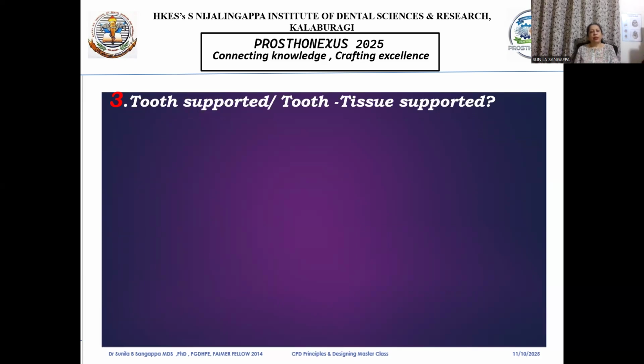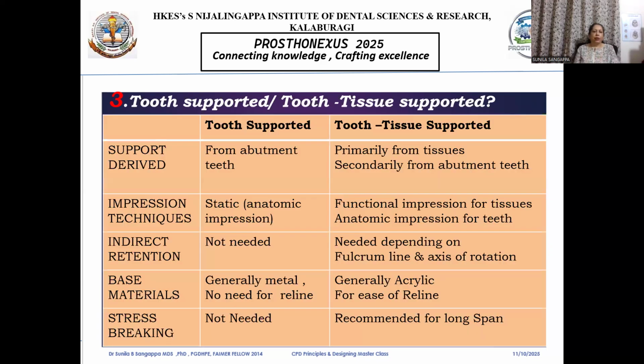Is the situation that we are treating, or intending to design for, tooth supported or tooth-tissue supported? To understand this, we need to have some key points of comparison between these two scenarios, under the headings of the support derived, the impression technique, the indirect retention that is required, the base materials, and the stress breaking elements. As already mentioned, we need to have a functional impression whenever we have a tooth-tissue supported condition. And we also have to consider indirect retention. For base material, we generally use acrylic for ease of relining. And when it is a long span, we may have to consider stress breaking.